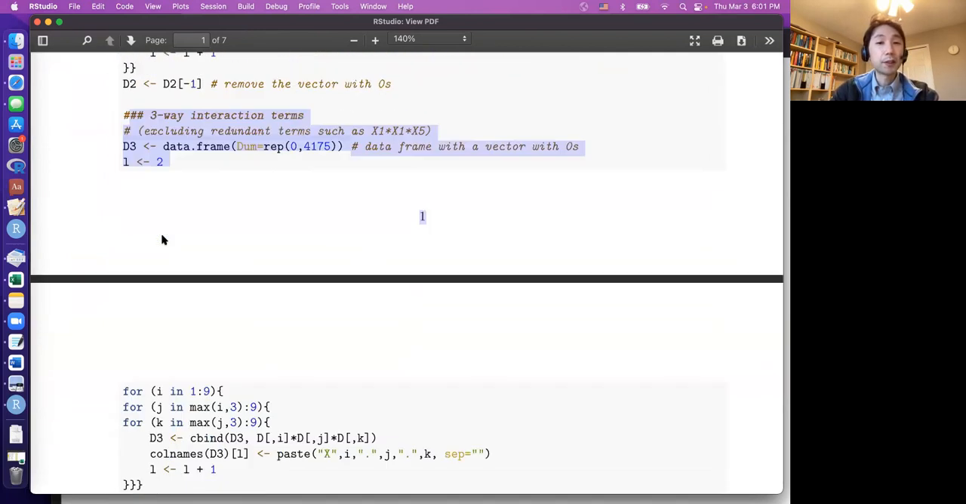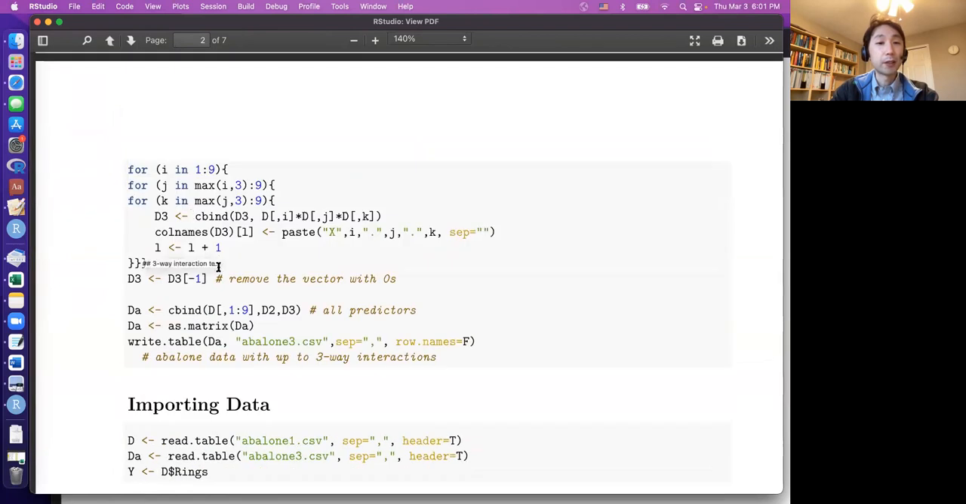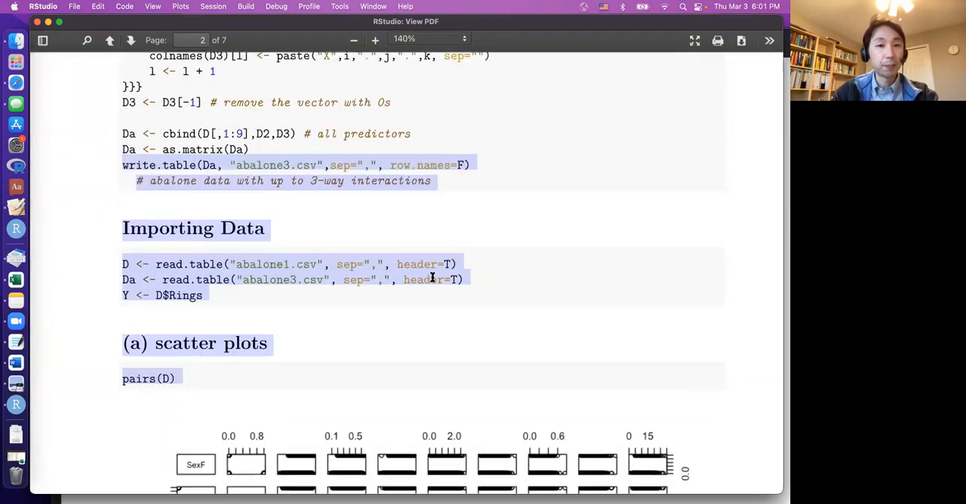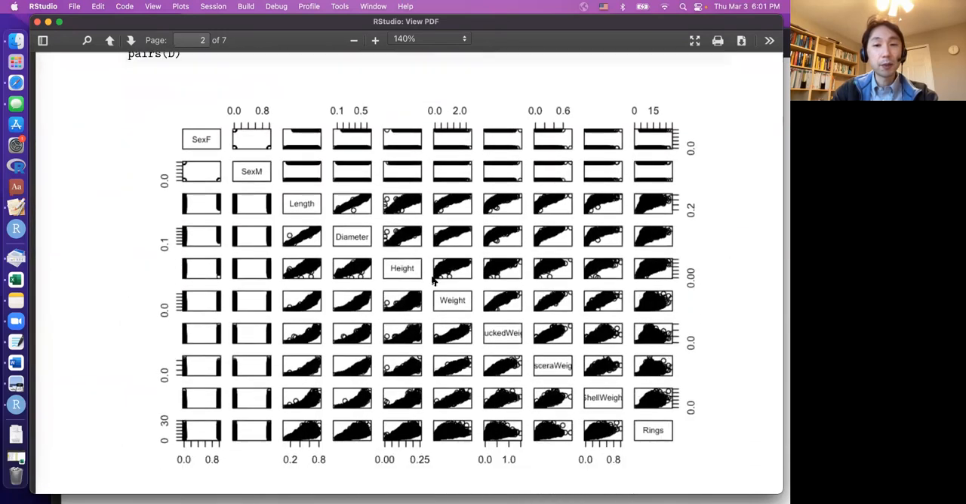And the 3-way interactions we can do the same way, using a loop for i, j, k. Then we can generate, for example, x4, x7, x9, or x3, x3, x8. We can generate those variables in this way. And again, write.table. Then this is the scatter plot.